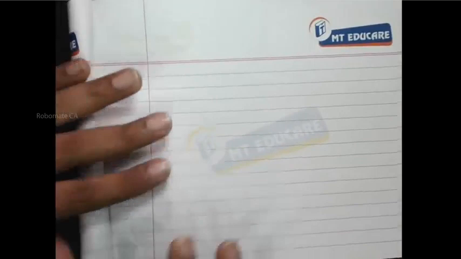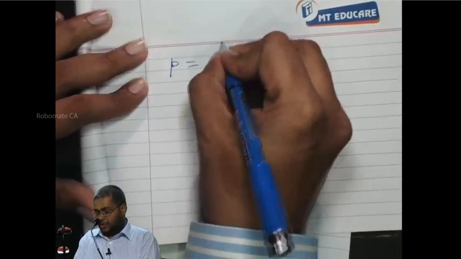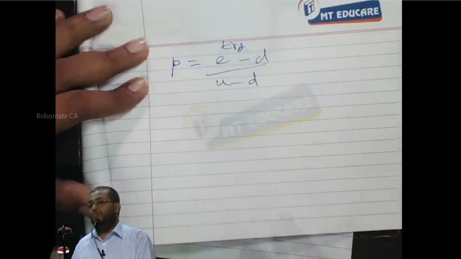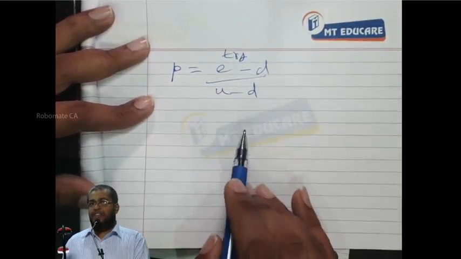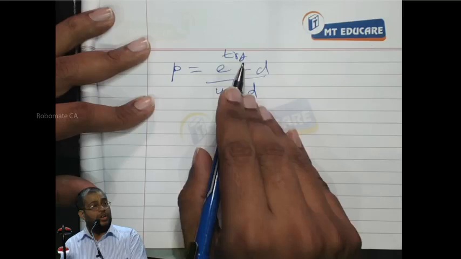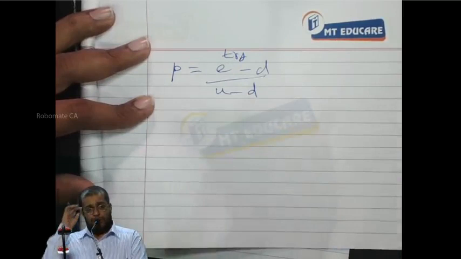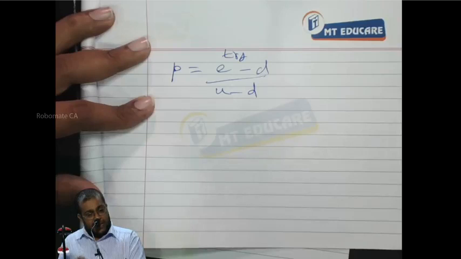Now see. The probability formula is: probability is equal to e power trf minus d divided by u minus d. Don't just copy, participate. They particularly use the word rf because the return to be used is the risk free return. We normally use e power trf. From now onwards, always use e power trf. Black-Scholes also uses e power trf. So, the hint is that I should use the risk free return: e power trf minus d divided by u minus d.